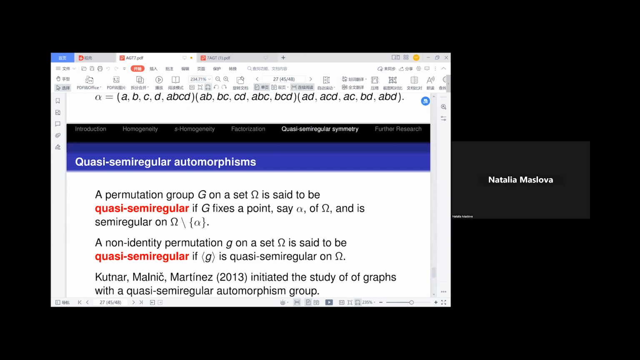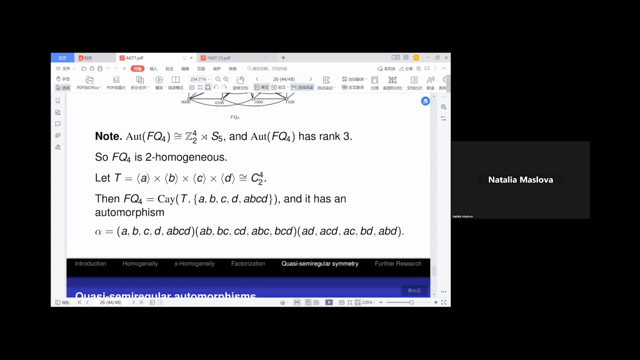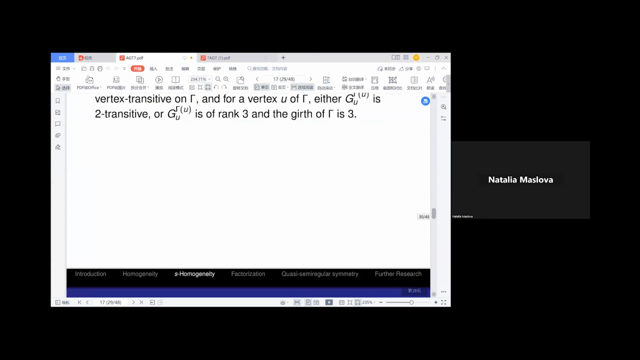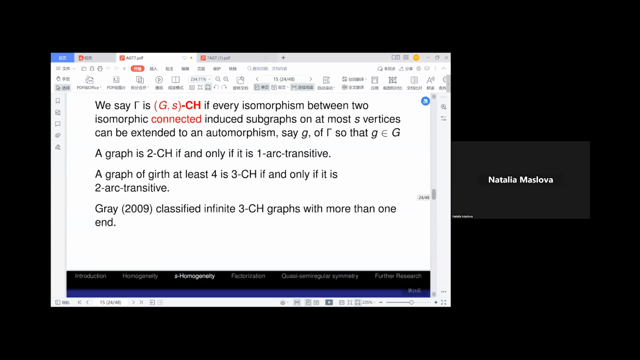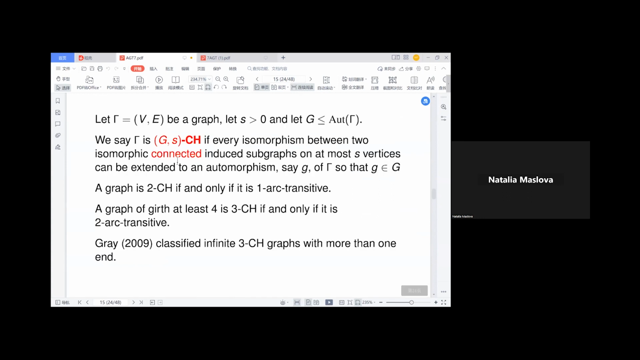Elena and Jin-Xin, many thanks for your wonderful talk. I have a question on the definition of SCH graph. You have defined G-SCH graph, which depends on the group G. And what is just SCH graph without group?